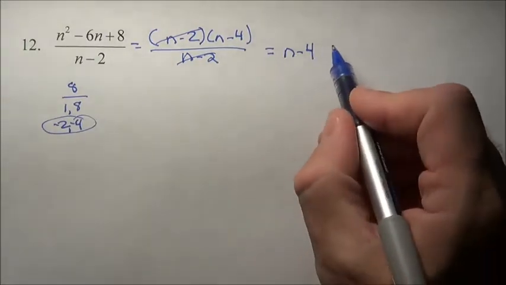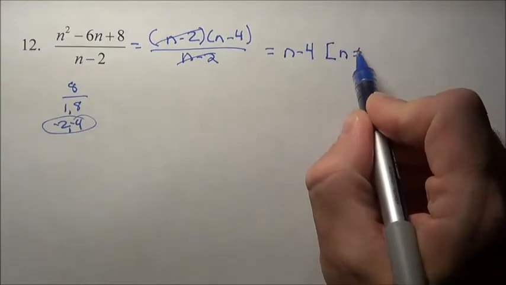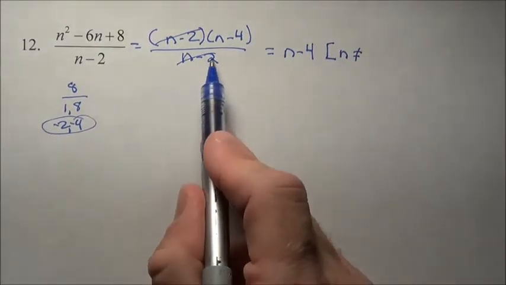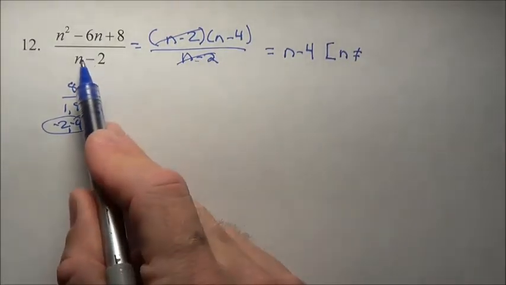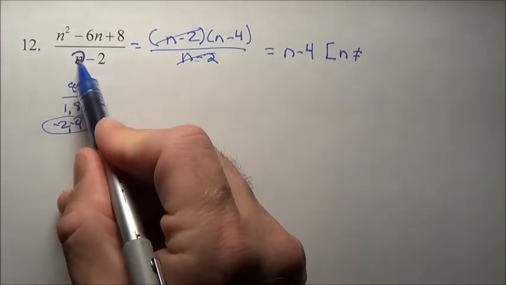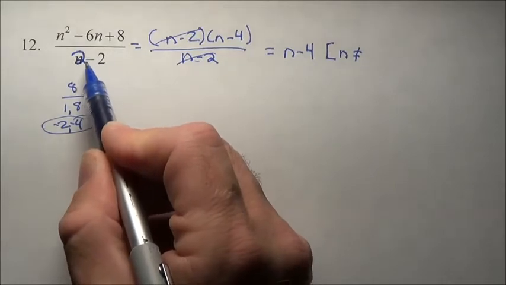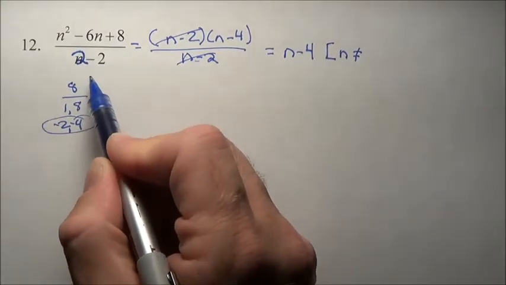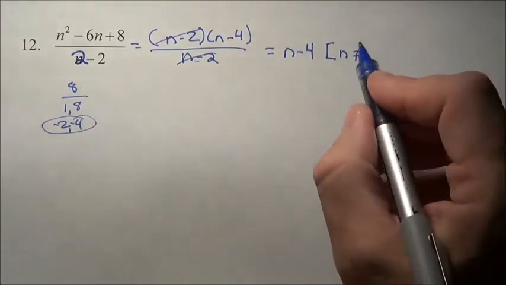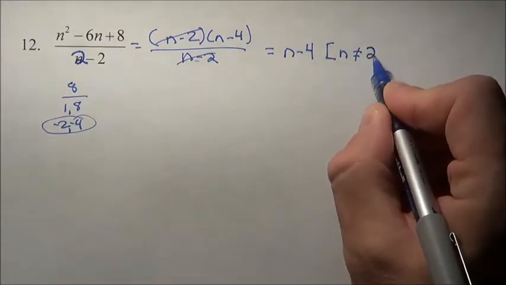Now the one thing we have to be careful about is that we have to make a statement about what n could not equal. Notice we crossed off this subtracting 2. Notice at the beginning, n could not be a 2, could it? Because if you plug a 2 in, you get 2 minus 2 in the bottom, and you're not allowed to divide by 0. You can't put things in groups of nothing. It makes no sense. So we have to make the statement that n is never allowed to be 2.